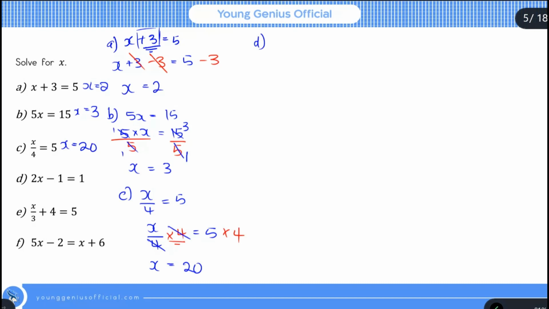For D, we have 2x minus 1 is equal to 1. Now again, it's easier to get rid of this first, so we'll do just that. So 2x minus 1, and seeing that that's a negative 1, the opposite operation would be plus 1. So we'll add 1 to this side, and seeing that we add 1 to this side, we have to add 1 to this side as well. And so these cancel each other out, and we're left with 2x being equal to 1 plus 1, which is 2.